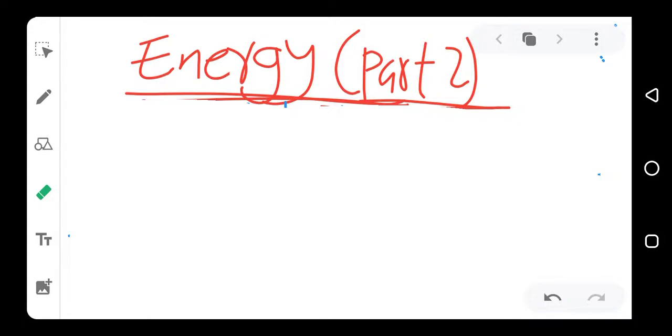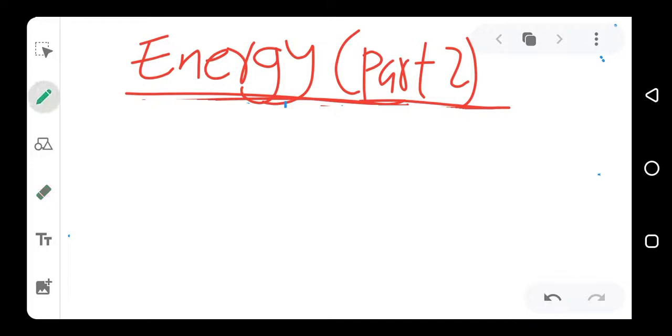And also in other classes, we've talked about work and we've also talked about power. Now in this lesson, we are going to show the relationship that exists between energy, work and power. So let's start.